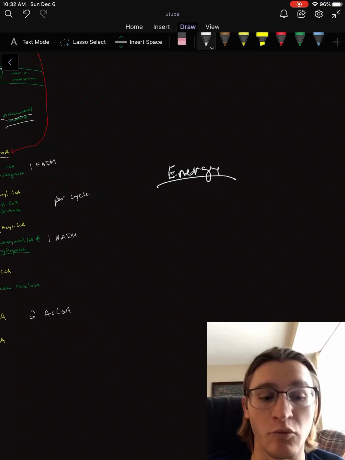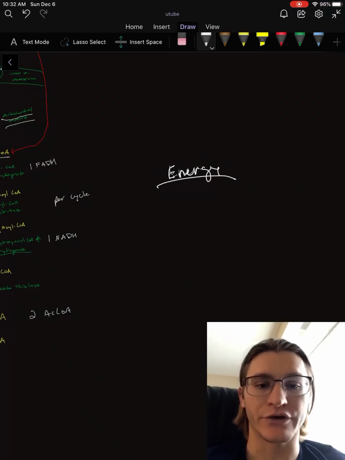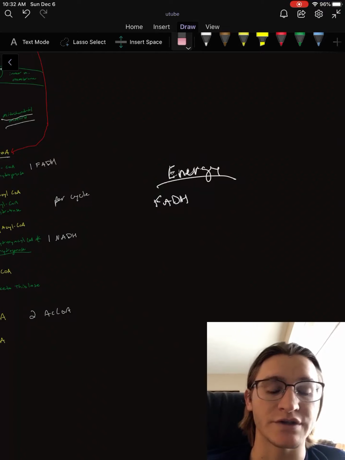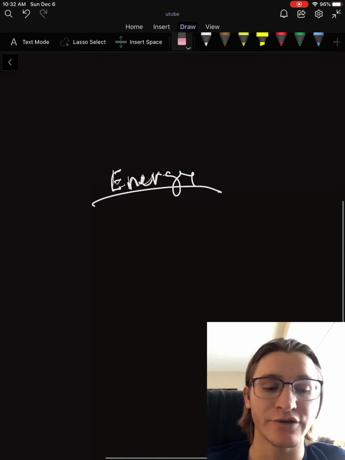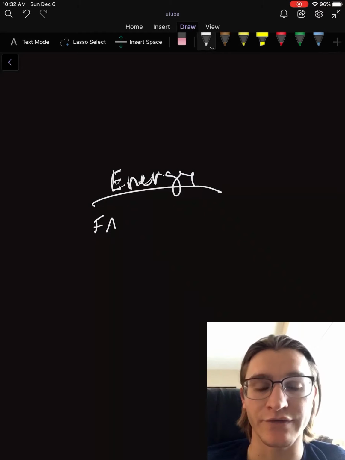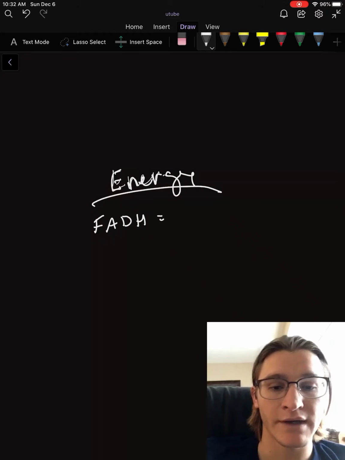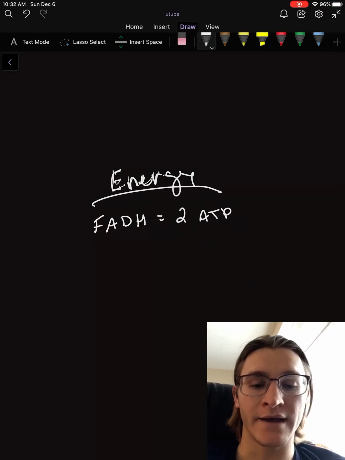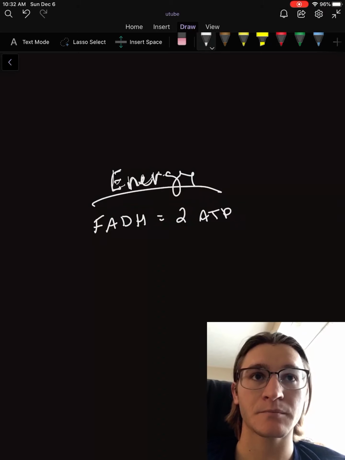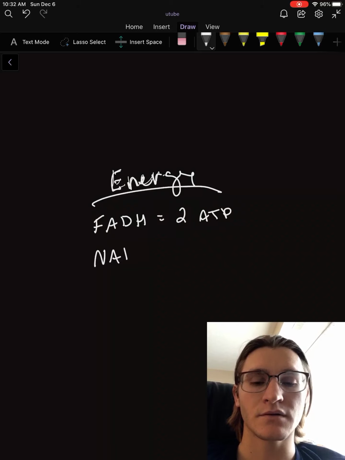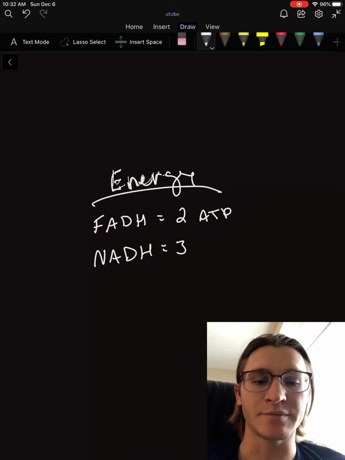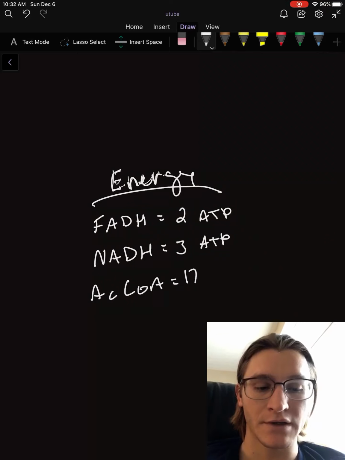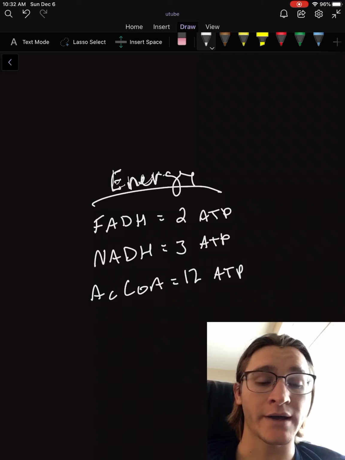So energy made from one cycle. Our energy made from one cycle is going to be FADH2, which is an indirect form of 2 ATPs. So if that's broken down, we get 2 ATPs from it. And then we had 1 NADH, which is 3 ATPs. That FADH should be FADH2, by the way. That was my mistake. And then acetyl CoA is 12 ATPs.